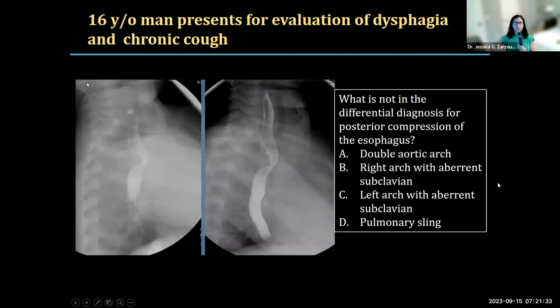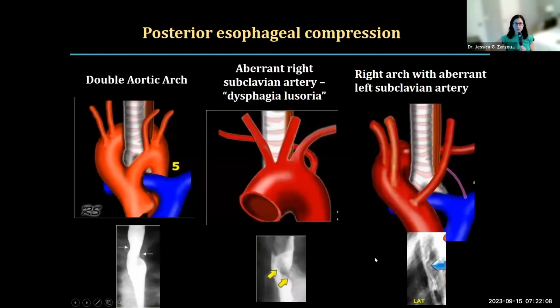Okay, the next patient here is a 16-year-old man who presented for evaluation of dysphagia and chronic cough. So here we see a posterior impression upon the mid-esophagus. And so we start thinking about our vascular compressions. So the thing that is not in the differential for a posterior compression of the esophagus is a pulmonary sling. In a pulmonary sling, there will be an anterior compression on the esophagus. In these other etiologies here, we're going to have a posterior impression. So we'll look at each of these just quickly.